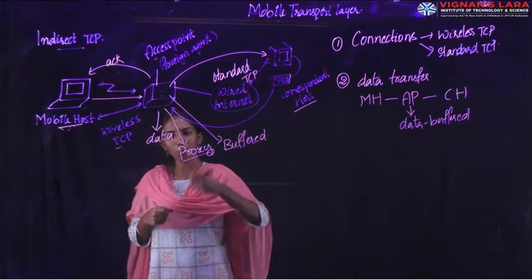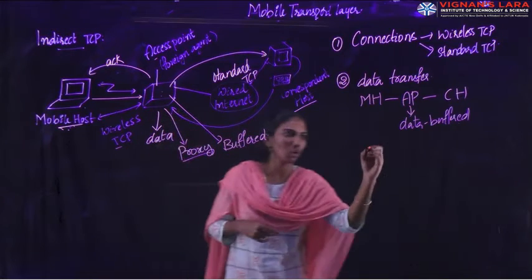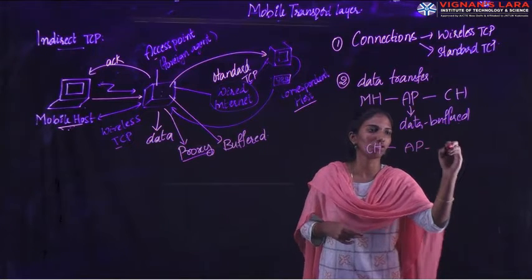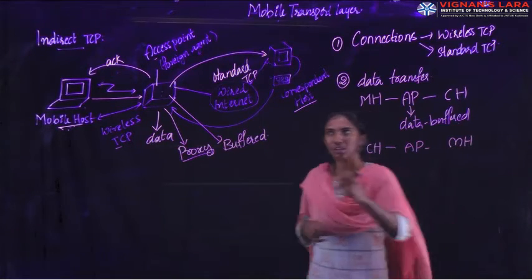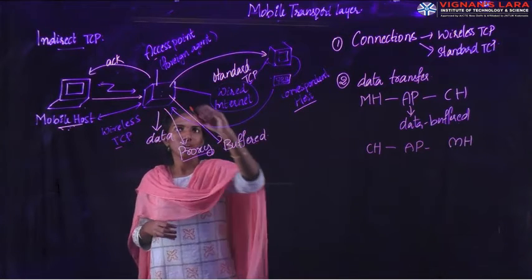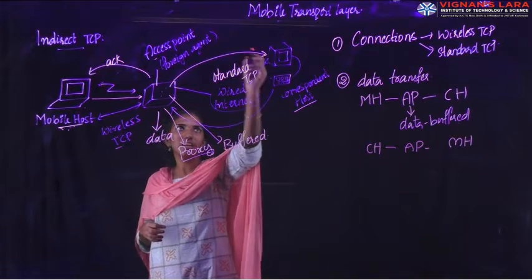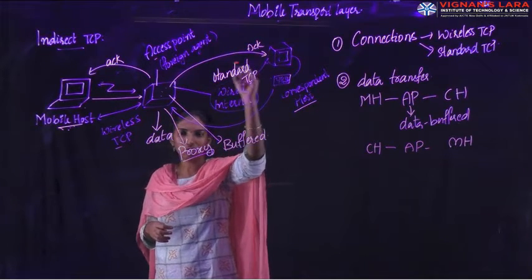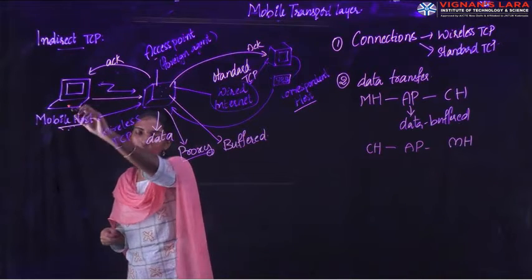Again, what happens if the correspondent host wants to transfer some data to the mobile host? It will send the data using standard TCP. Immediately the access point will return the acknowledgement, and after sending the acknowledgement, this data will be sent to the mobile host.